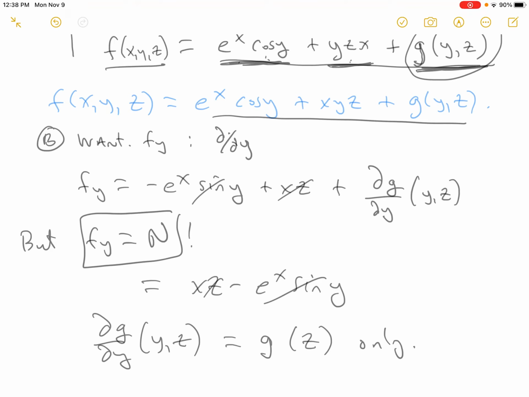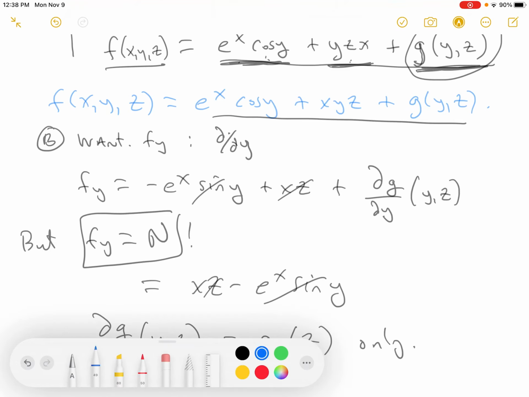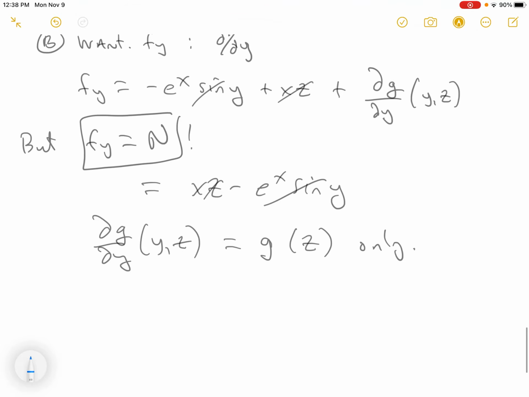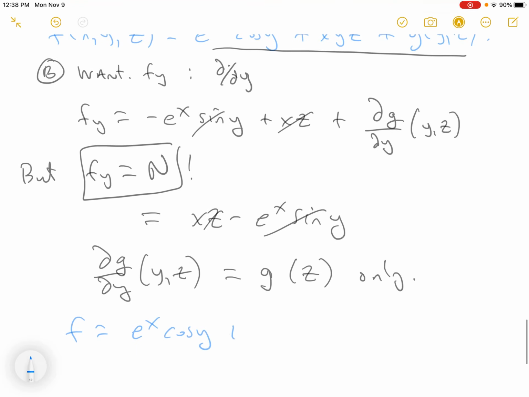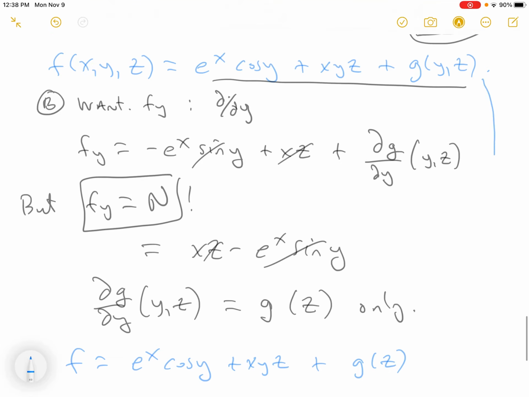Okay. So now I'm going to rewrite my f, my little f here. So little f is e to the x cosine y plus xyz plus g of z. And you see how this changed? So that step told us that there's no y in this extra function.